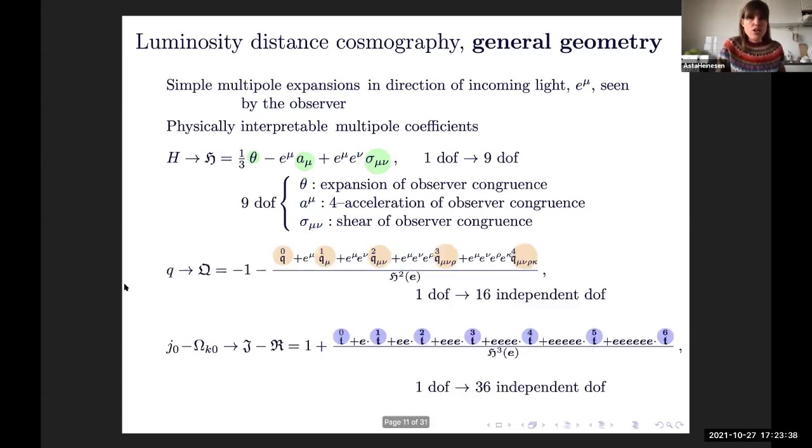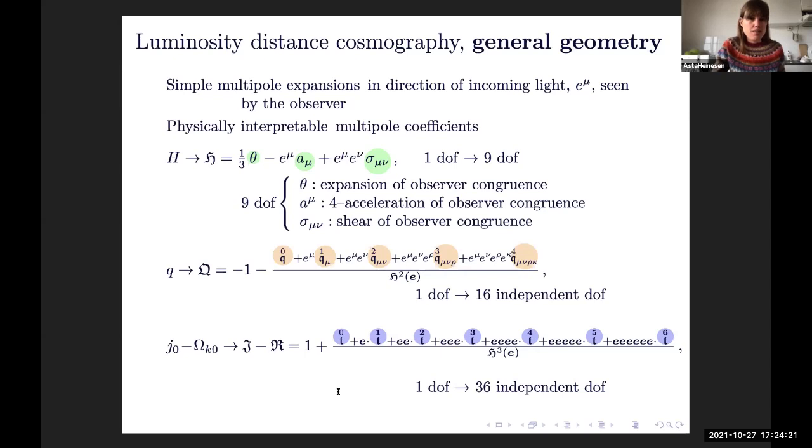We can also go to higher order and realize that the higher order generalized cosmological parameters are also given in terms of truncated multipole series in the direction of the source e. The coefficients that enter these multipole series are describing physical properties of the spacetime in terms of local kinematics and curvature invariants. So these are properties that we are interested in knowing about in cosmology.